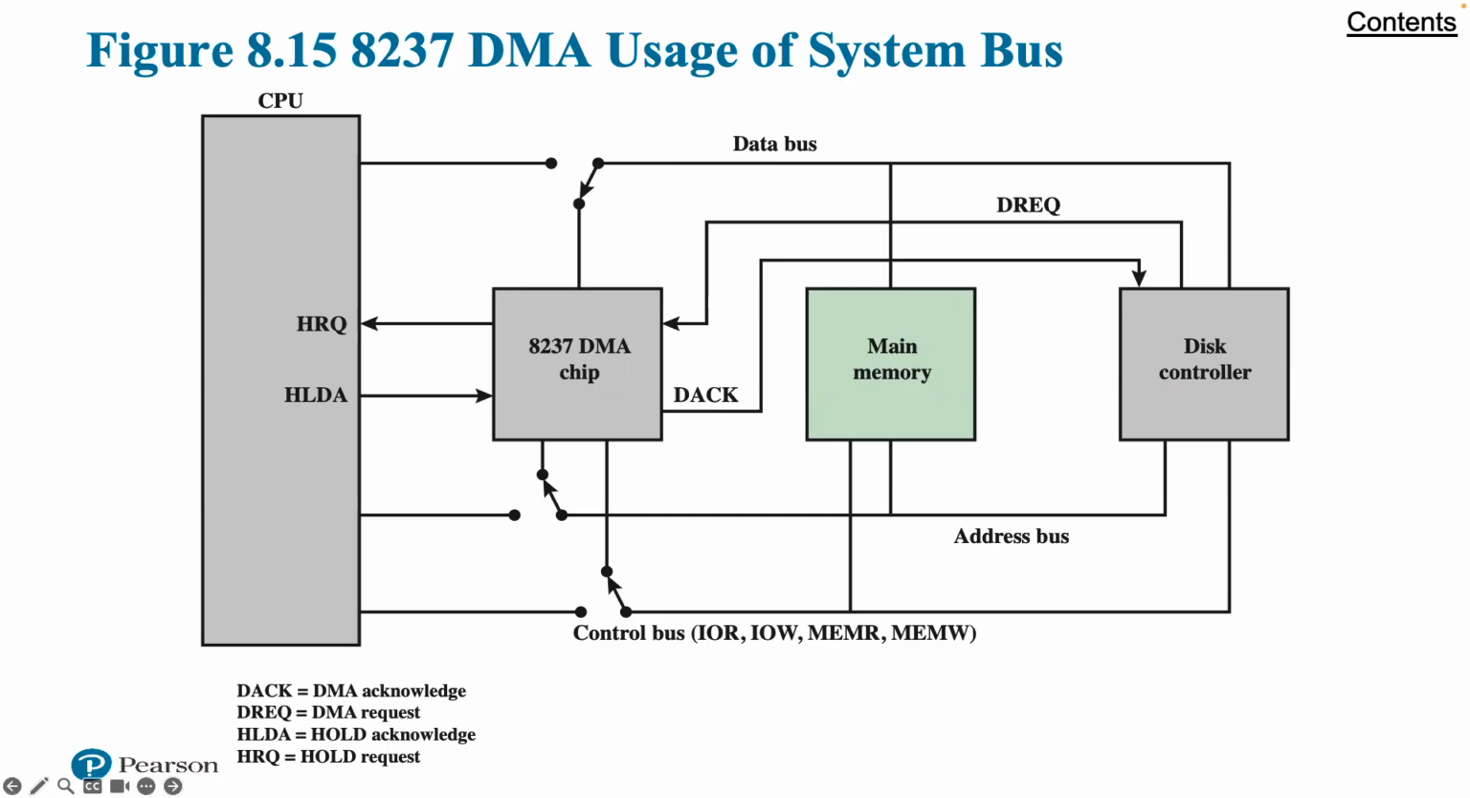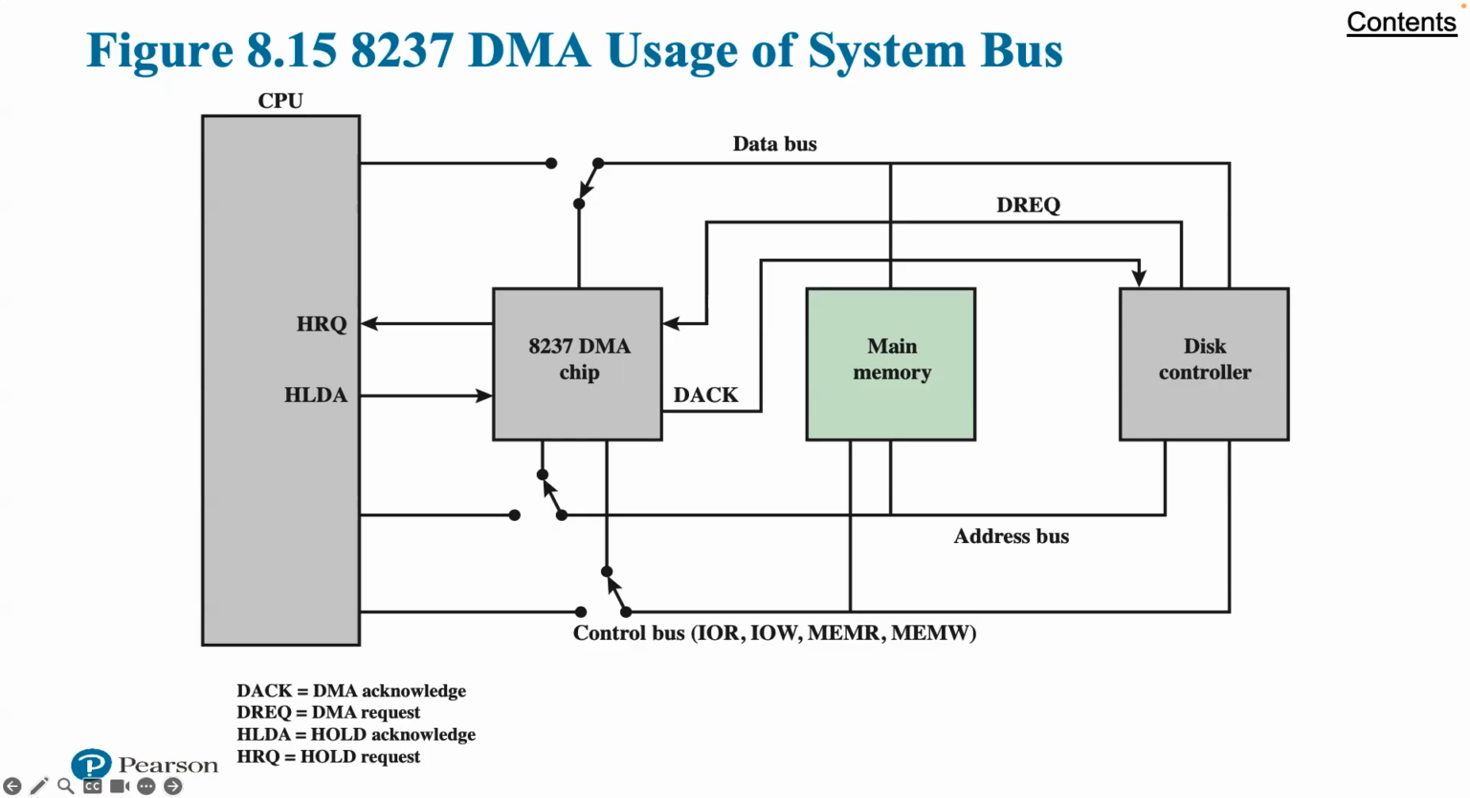When the DMA module needs to use the system buses, the data, address, and control lines, to transfer data, it sends a signal called HOLD to the processor. The processor responds with the HLDA, hold acknowledge signal, indicating that the DMA module can use the buses. For example, if the DMA module is to transfer a block of data from memory to a disk, it will do the following.